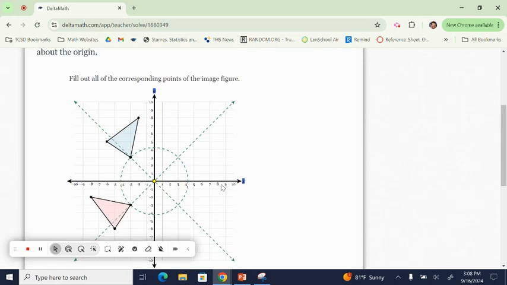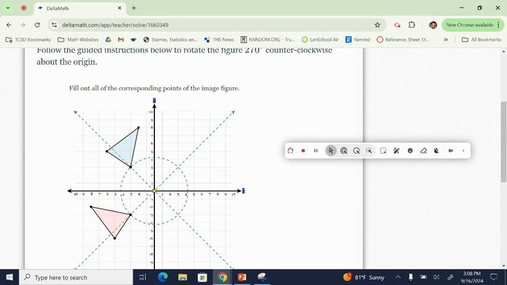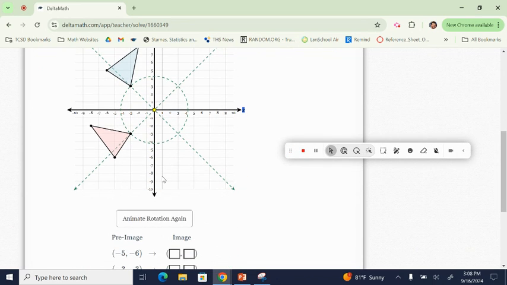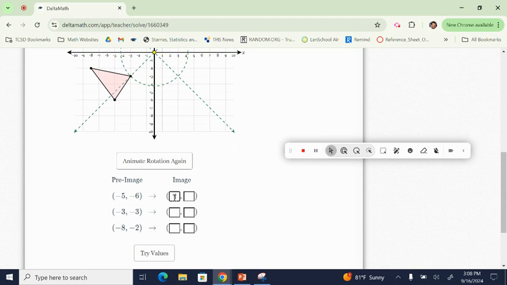Okay. Now down here, they want you to state the coordinates of the new image, right? So we take a look at the pink. So -5, -6, testing your coordinates. So -5, -6 was this point right here. All right. Well, this point right here is now over here. And this is the point -6, 5. So this point is at -6, 5.